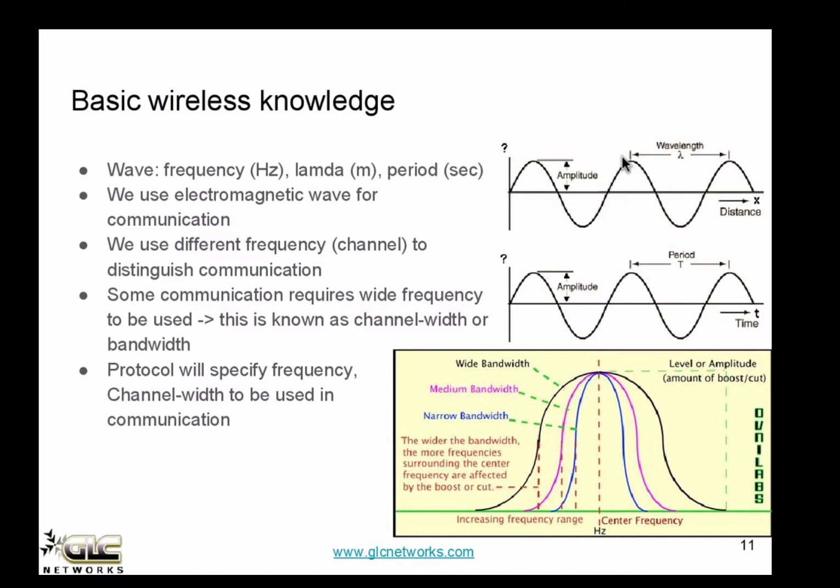And then we have lambda, which is how long one wave is. In this case, what kind of wave are we using in wireless communication here? We use electromagnetic wave for communication. We are not using human voice for communication. Yes, human voice is wireless, you're correct. But the wireless wave that is used by your phone, your laptop, is electromagnetic wave. Why is it called electromagnetic wave? Because it is generated from the electricity and magnetism principle. Electricity generates magnetism. Magnetism can generate electricity. So we combine them, and then we can produce electromagnetic wave.